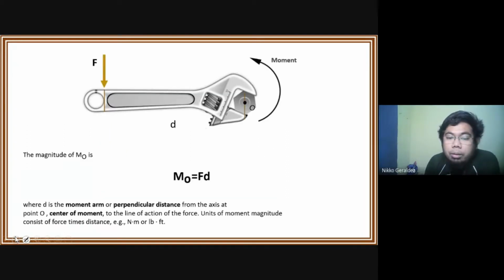Now, the magnitude of moment. Ang magiging notation natin ay M sub O, ibig sabihin, moment at O. M sub O is equal to force times d, where F is the applied force and d is the moment arm, or the perpendicular distance from the axis at O, the center of moment or moment center, to the line of action of the force.